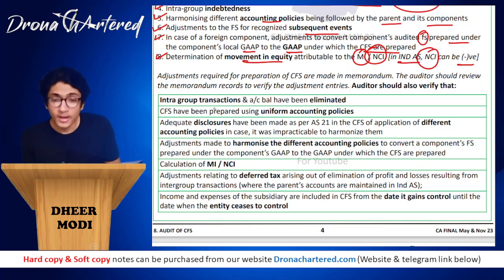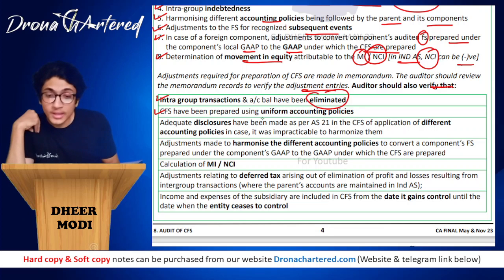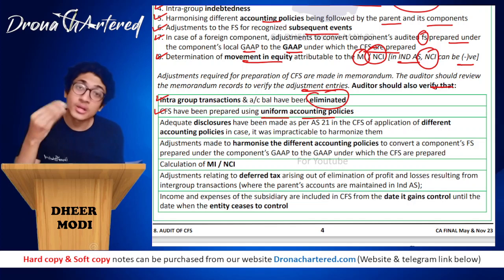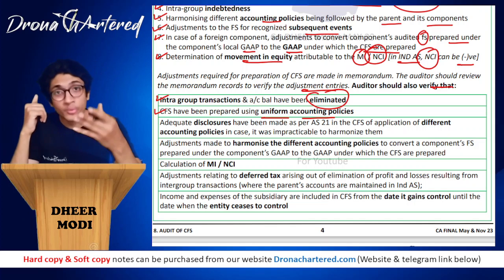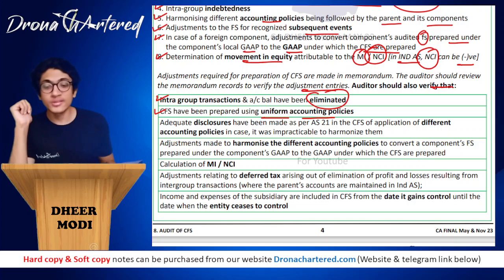So there are adjustments required for preparation of CFS made in memorandum. The auditor should review the memorandum records to verify the adjustment entries, and the auditor should also verify certain things. First, any intragroup transactions and account balances have been eliminated. CFS have been prepared using uniform accounting policies. If you see, these are very similar points to the above. That means all are points of current period consolidation adjustments that the auditor is checking.